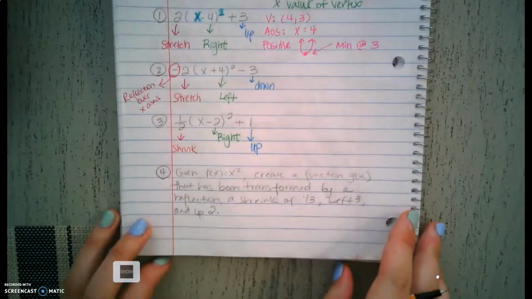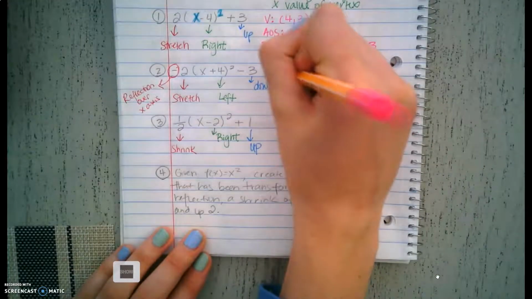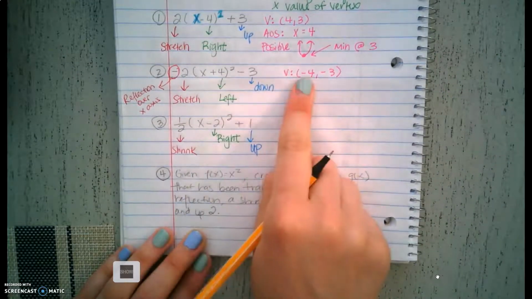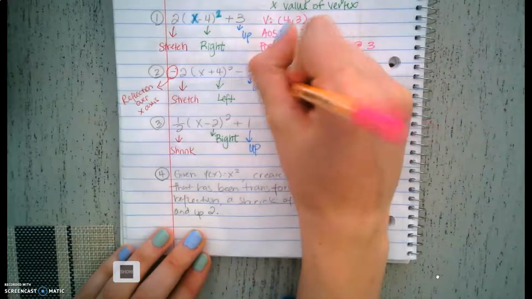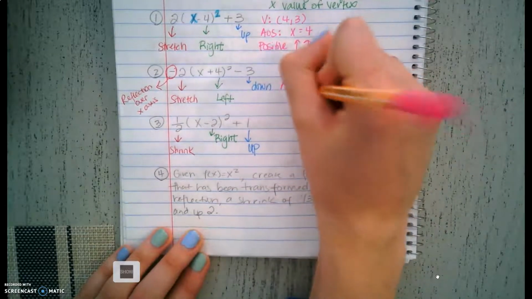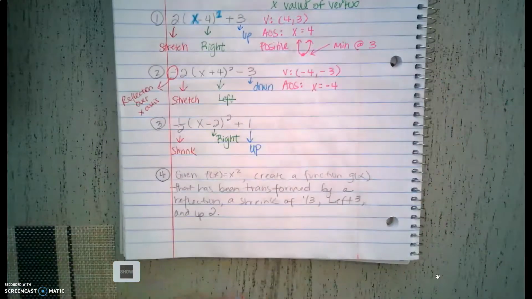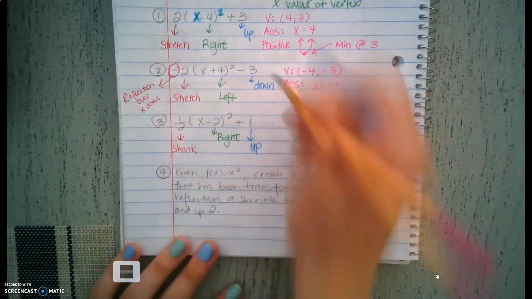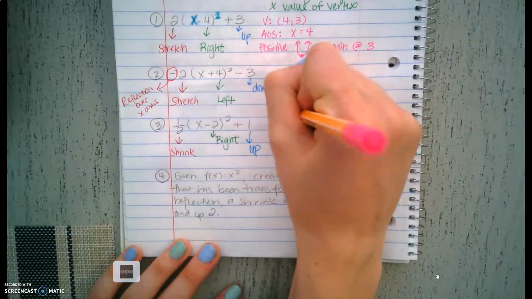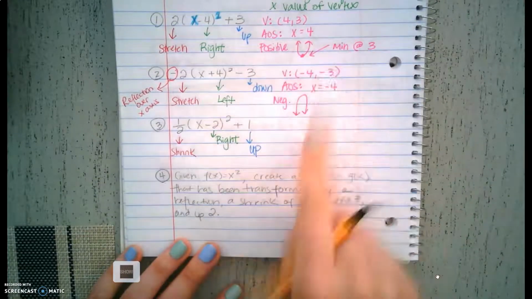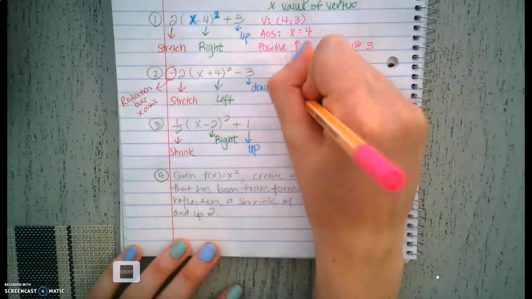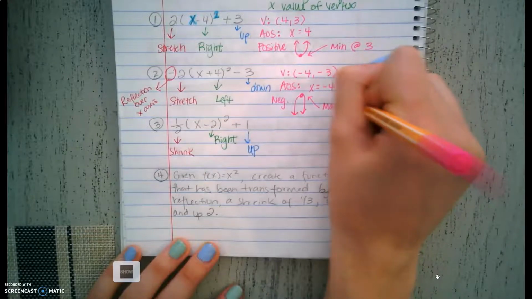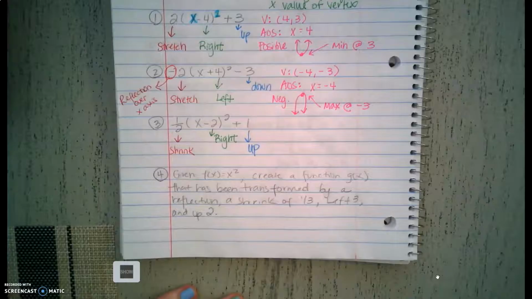Let's look at the next one. My vertex is -4, -3. Remember, we're always doing the opposite, so we change the opposite sign for h. My axis of symmetry is x equals -4. Now let's look at this problem. This problem's negative. So if it's negative, because we have a reflection, remember our parabola is flipped upside down. So that makes us have a max. Okay, and that maximum is at that y value of -3.